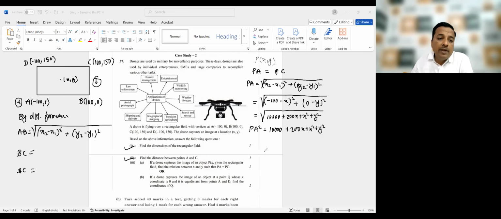Similarly, the same for PB also. Now we have to find PC. It will be PC, right? Yes, it is PC. PC is the square root of (x2 minus x1) whole square plus (y2 minus y1) whole square.